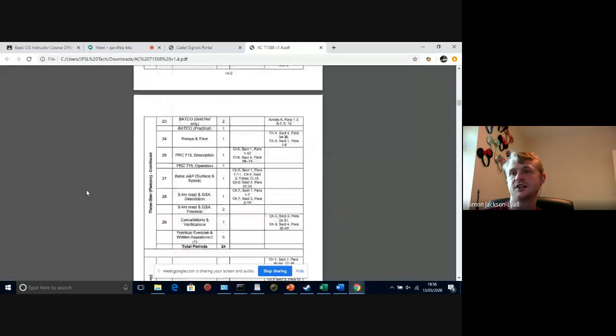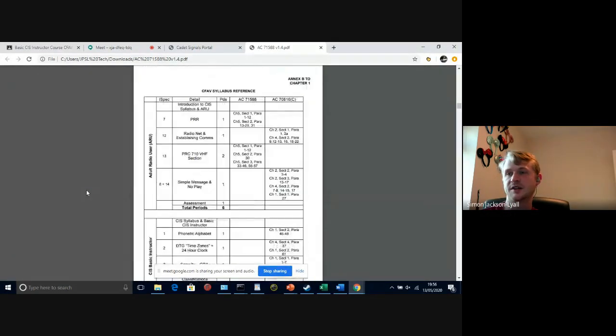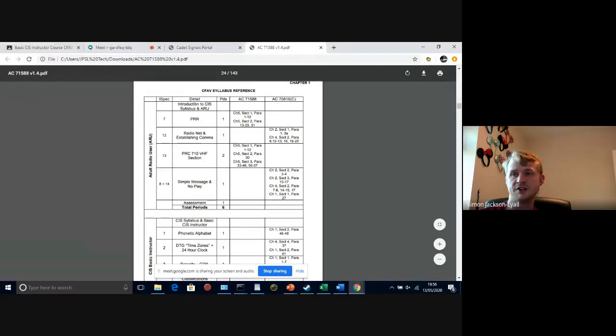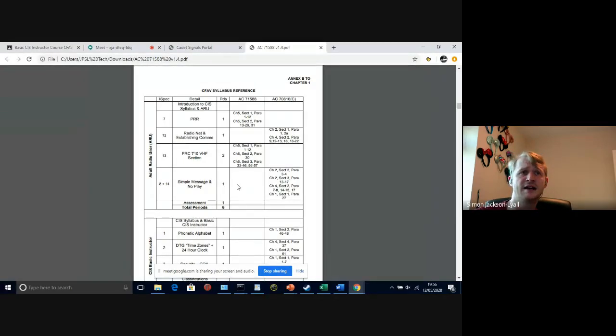So that's looking at the cadets level. If we look within the CFAV syllabus, this is what I was mentioning about the adult radio user course, and this is what you'll be able to deliver as a basic signals instructor or CIS instructor in the future.